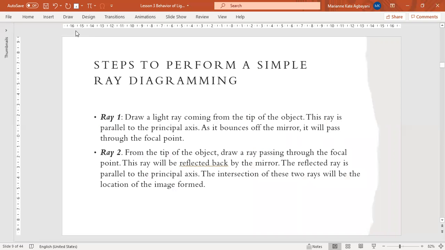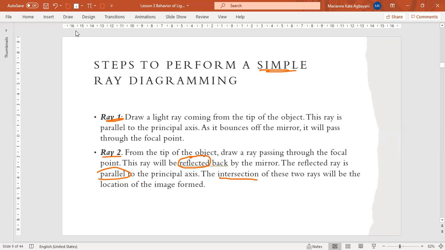Okay, so we have steps to follow in performing a simple ray diagram. For ray 1, we're going to draw a light coming from the tip of the object. This ray is parallel to the principal axis; as it bounces off the mirror, it will pass through the focal point. For ray 2, from the tip of the object, draw a ray passing through the focal point. This ray will be reflected back by the mirror. So the reflected ray is parallel to the principal axis. The intersection of these two rays will be the location of the image.